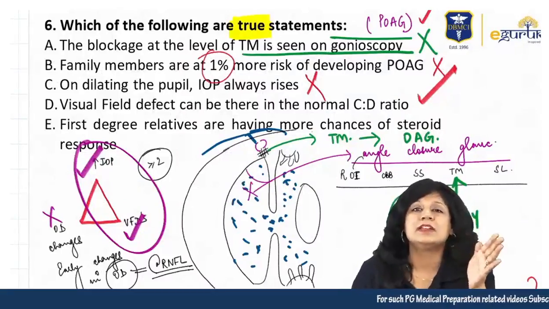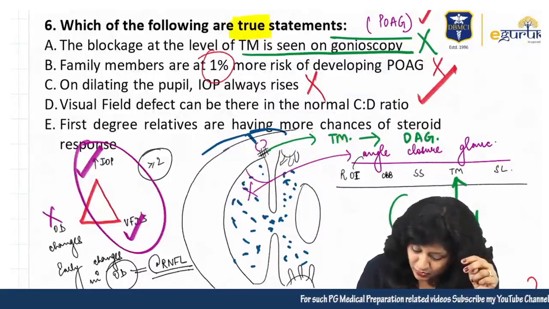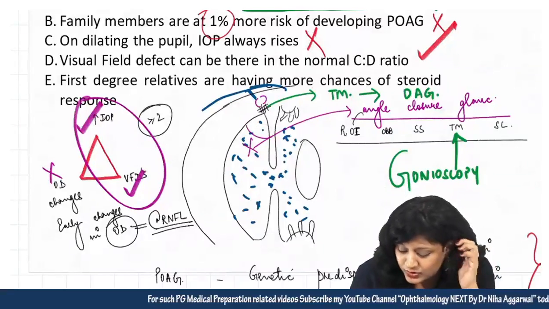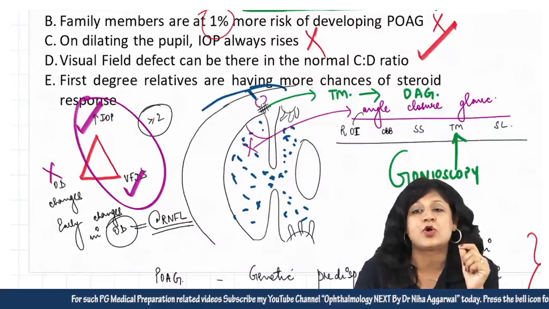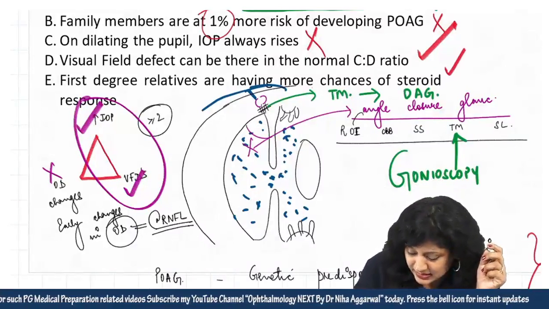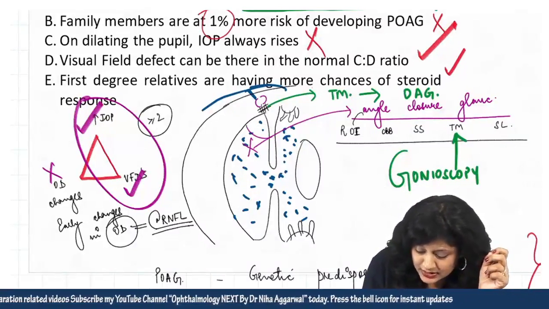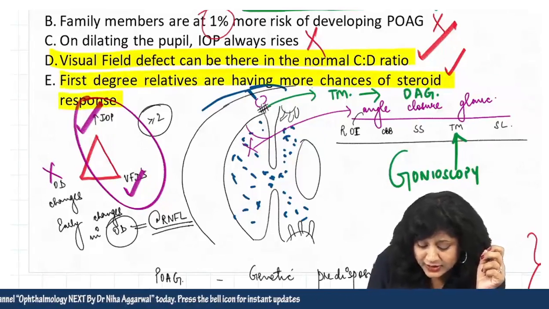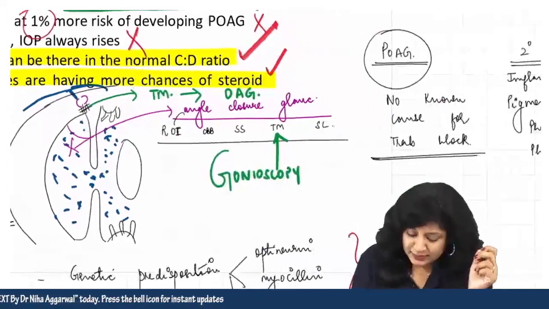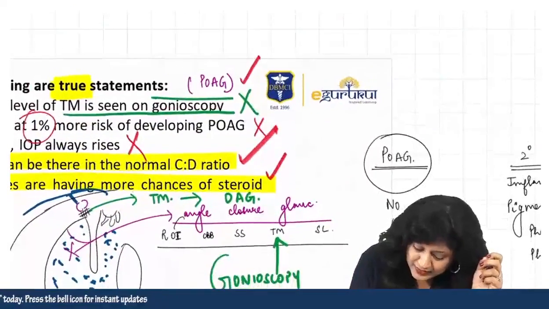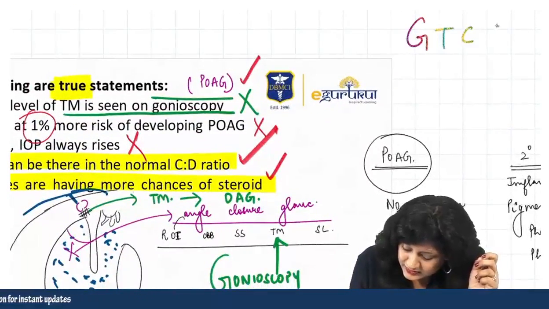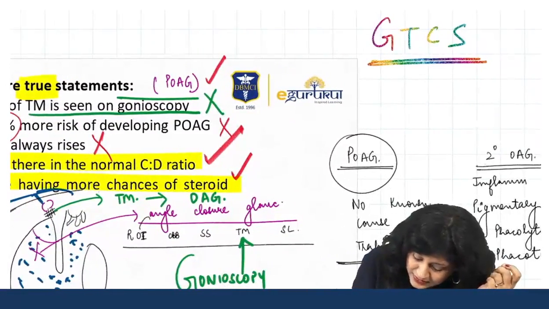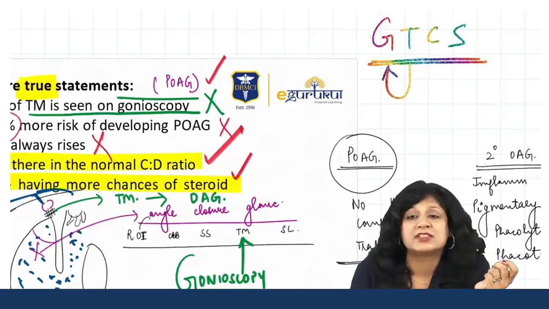Now, looking at option E, first degree relatives have more chances of steroid response. Now, this is again the right option. It is true. What is the meaning of this? Steroid response. If you remember, I always tell you one mnemonic, that is GTCS. We always do this mnemonic. That means topical steroids have more chances of glaucoma, while systemic steroids have more chances of cataract.